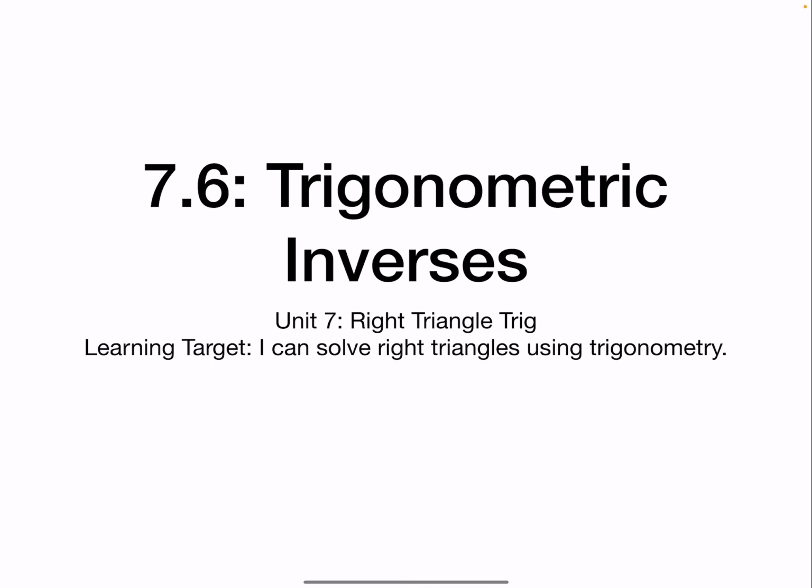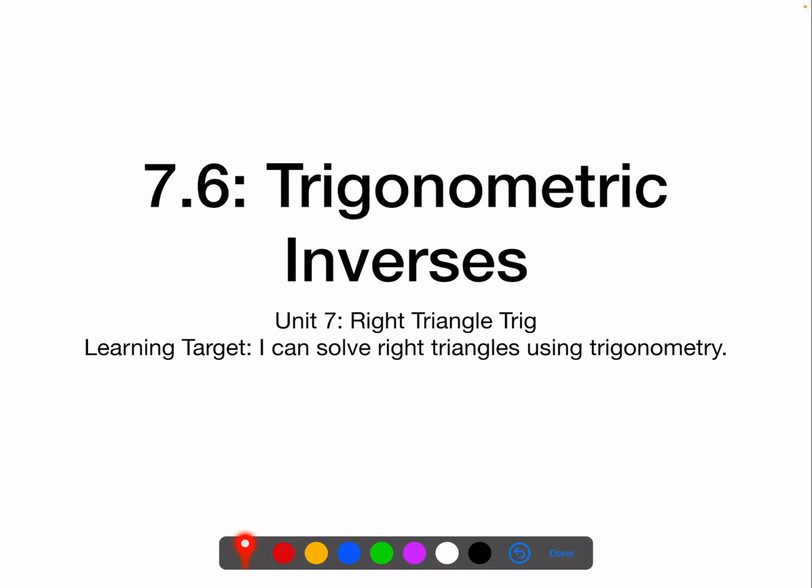All right, guys, today we're going to be covering 7.6 trigonometric inverses. This should actually be 7.4. So we're going to be covering 7.4 trigonometric inverses. This is Unit 7, right triangle trig, and our learning target is I can solve right triangles using trigonometry.